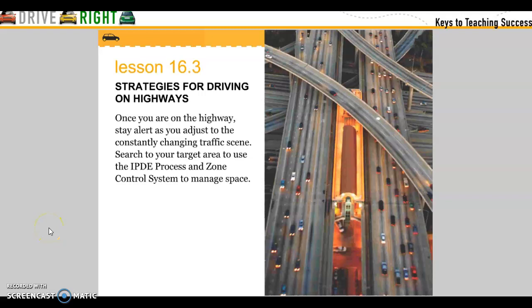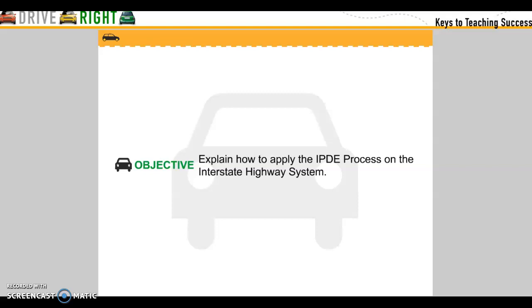Lesson 3. Strategies for driving on highways. Once you are on the highway, stay alert as you adjust to the consistently changing traffic scenes. Search your target areas to use the IPDE process and the zone control system to manage space. Objective: explain how to apply the IPDE process in the interstate highway system.